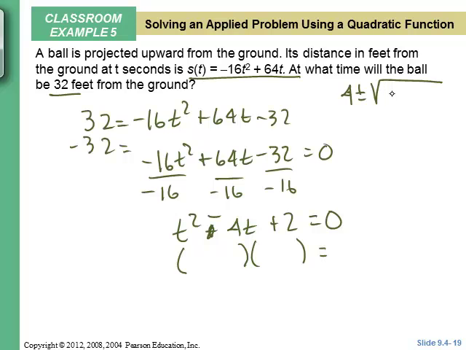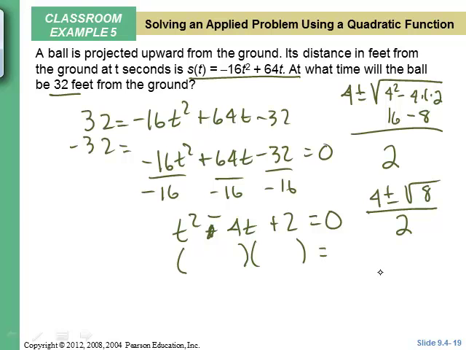The reason why I know there's something screwed up is that this is 4 squared minus 4 times 1 times 2, and that's 16 minus 8. I don't know what I was thinking. Sorry about that. I was thinking it was plus 8. Over 2. So we get 4 plus or minus root of 8 over 2.